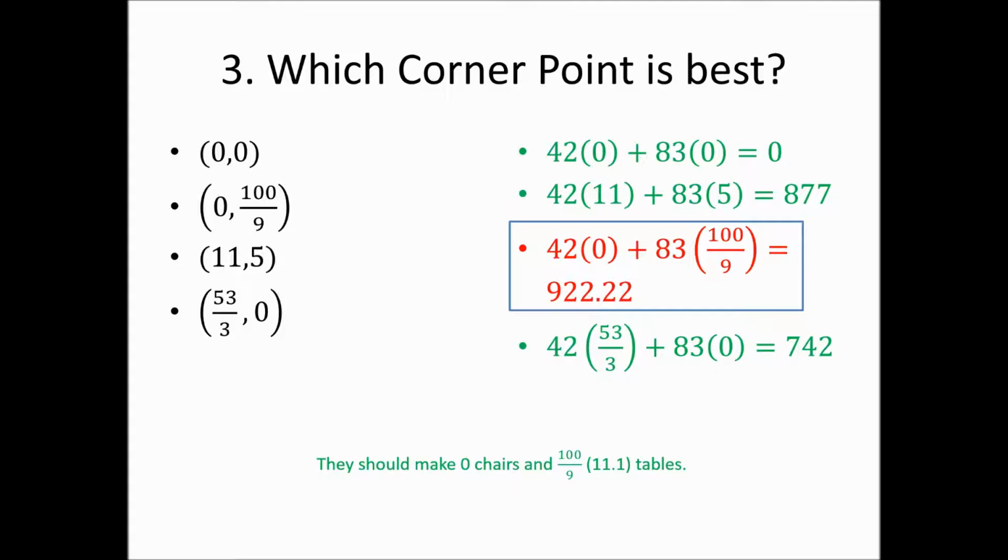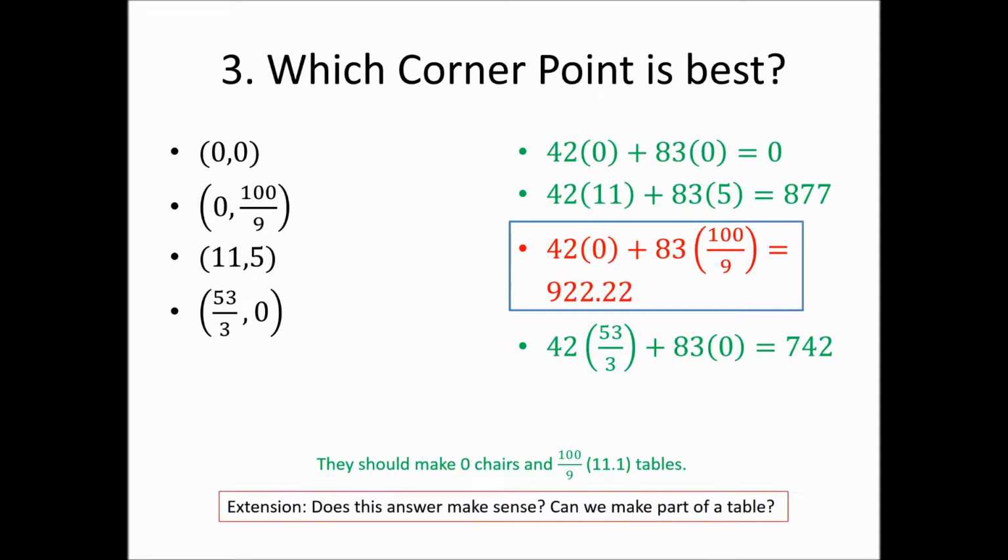Stop and think about that for a second. Does it make sense? Can we make part of a table? And the answer is not a simple yes or no, because maybe they make 11.1 today, they make 11.1 tomorrow, and eventually they will have made that full table. But there are some cases where the solutions, so the corner point, whatever value we get for our optimal solution, has to be an integer. This is again a bit of an extension. You will see this on occasion, but really don't continue with this video unless you are pretty happy with everything so far.